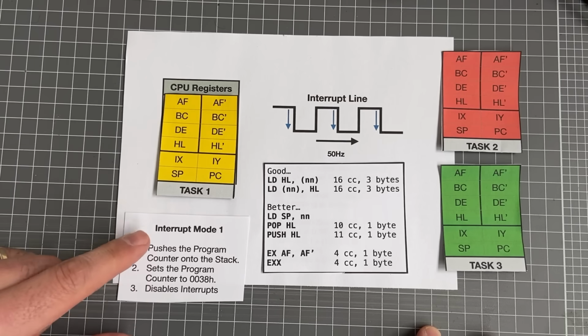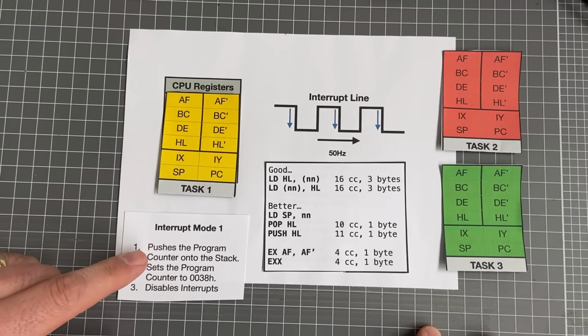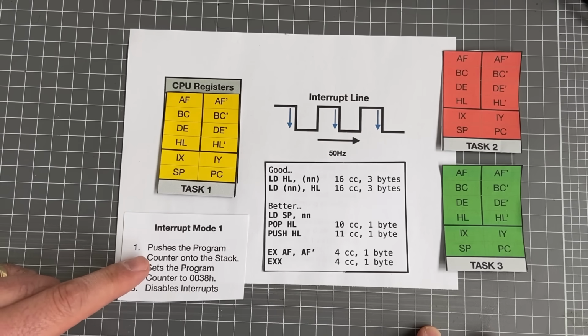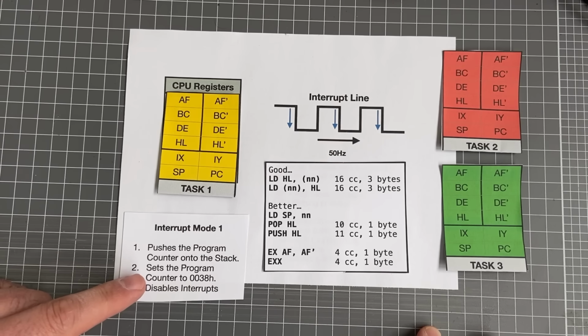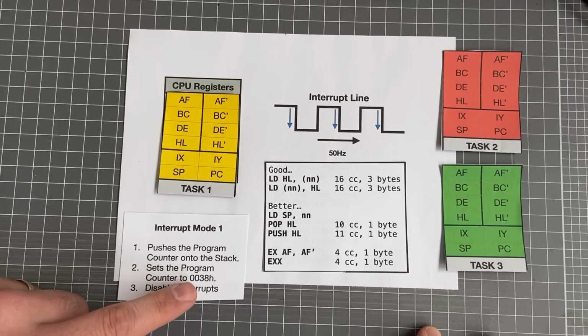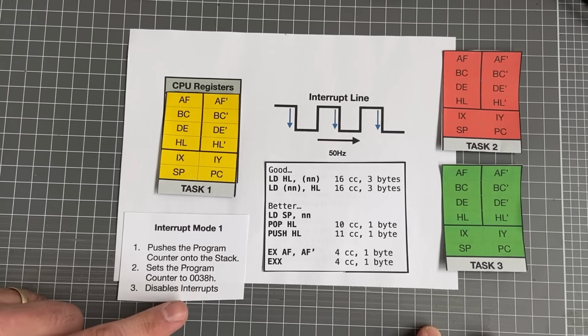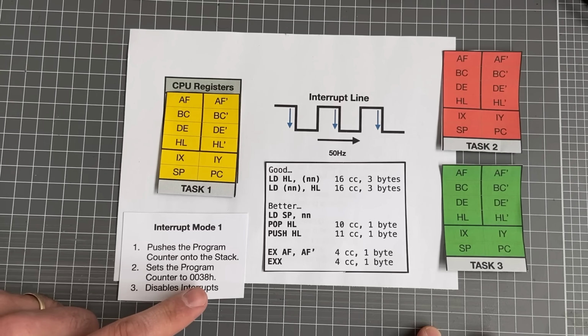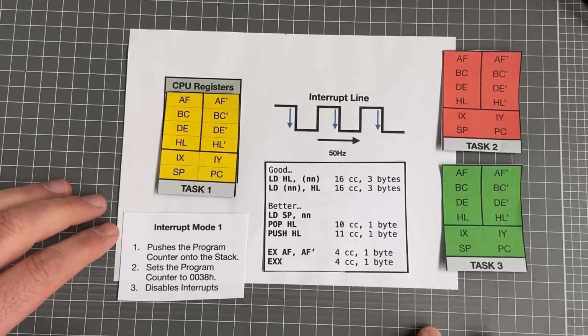I'm going to be using interrupt mode 1. Now how that works is that when an interrupt does get triggered on the Z80 CPU, it pushes the current program counter onto the stack. It sets the program counter to 0038 and then disables interrupts. And so this task swapping routine will be at 0038 to handle the task swapping.